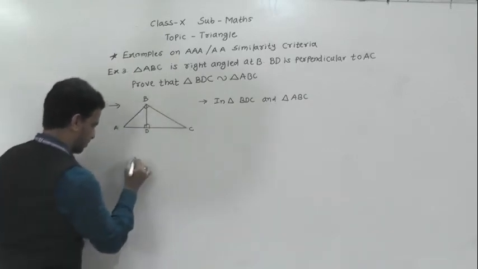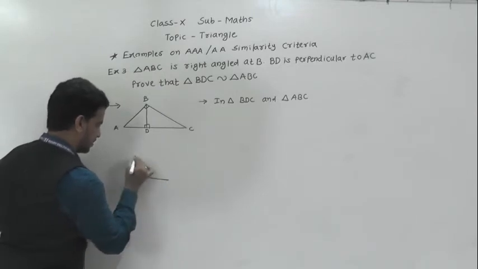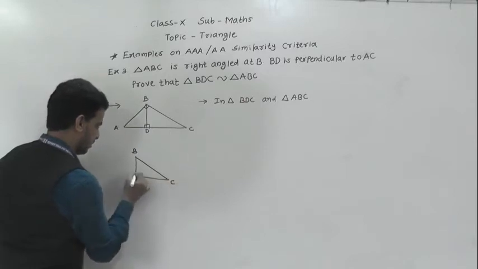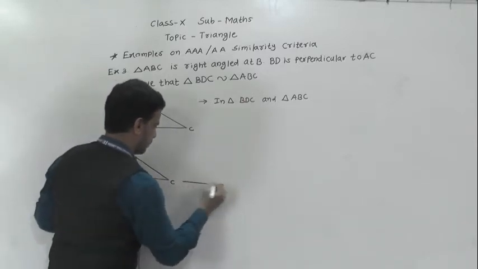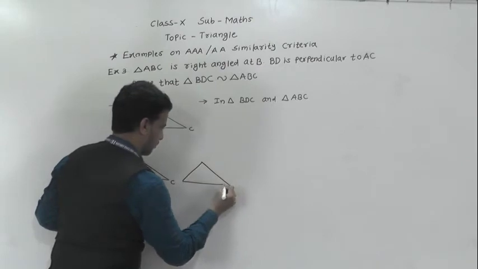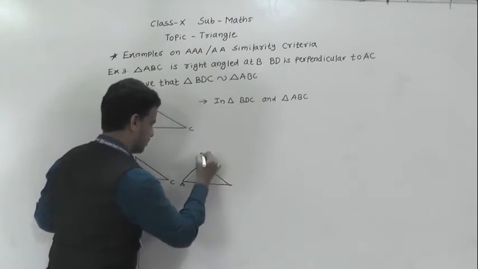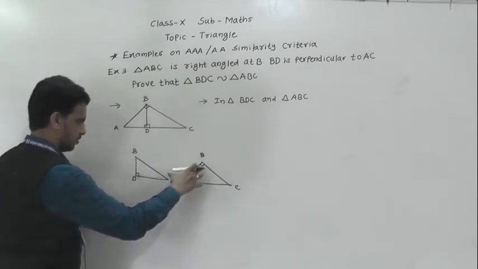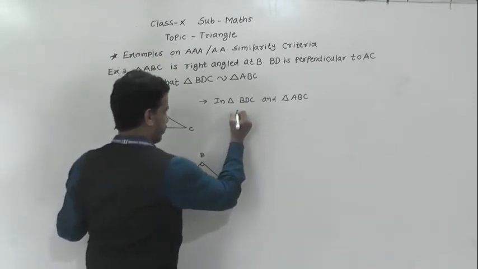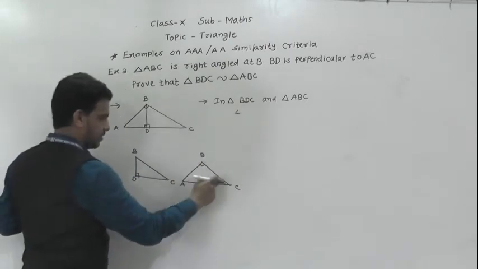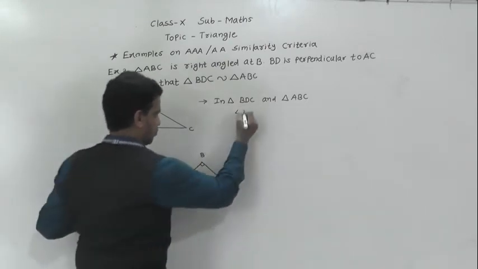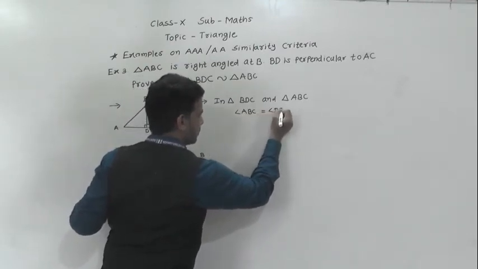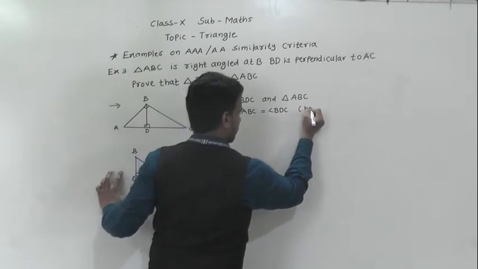We will draw them here separately. Suppose this is BDC and this is ABC. So here this angle B and here angle D. We have to write the full names, because here it is angle ABC and here angle BDC. So angle ABC is equal to angle BDC, both 90 degree.